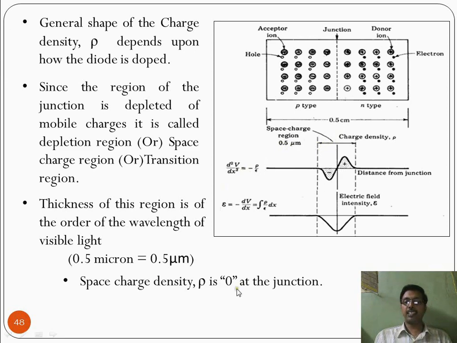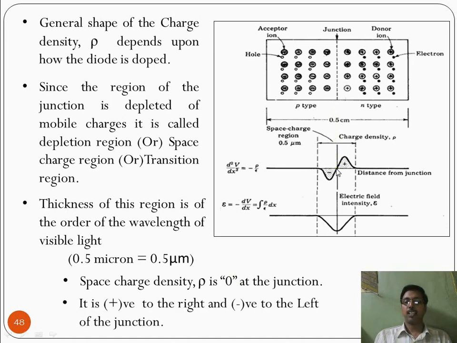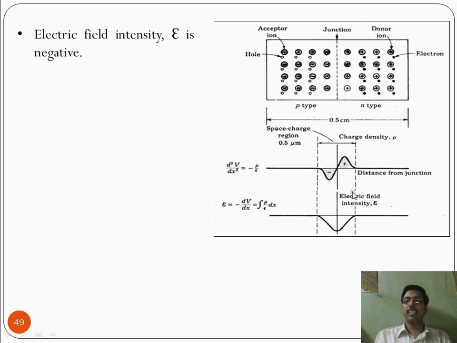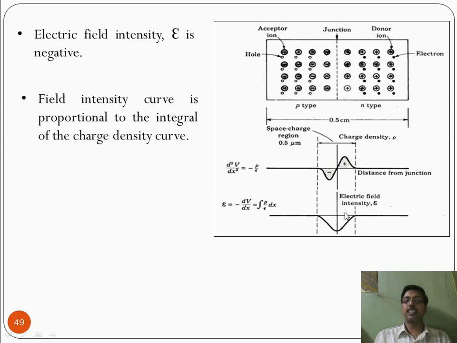The charge density rho is 0 at the junction. Look here, the density is exactly 0 at the junction. It is positive to the right of the junction and negative to the left of the junction. And then the electric field intensity is negative.